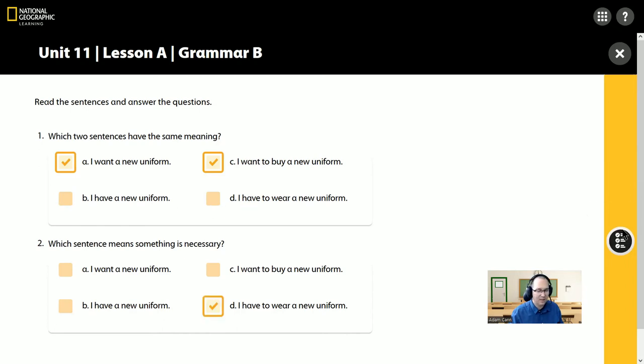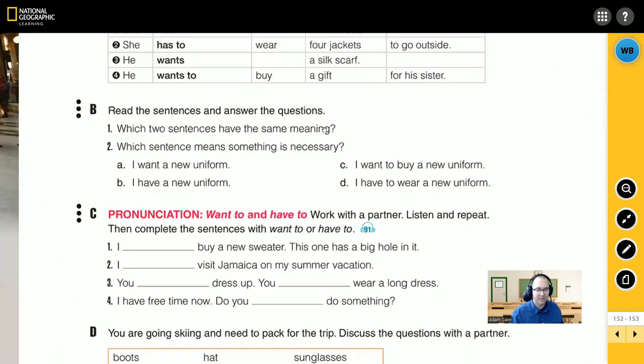Next one, I have to wear a new uniform, okay? And all like this, you know, which sentences means something is necessary. Sorry, I didn't read that first. It means I have to wear a new uniform, okay? So the book is trying to show you what the meaning is. So again, these are the same. I want a new uniform. I want to buy. It's the same. Down here, something is necessary or you must. I have to wear a new uniform. Okay, so I hope that is clear, but we will do some more examples.